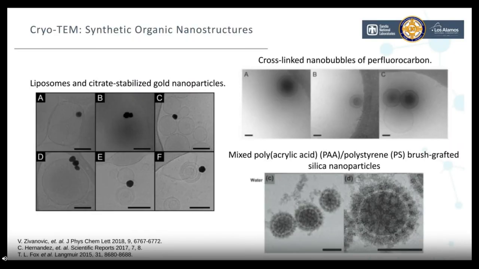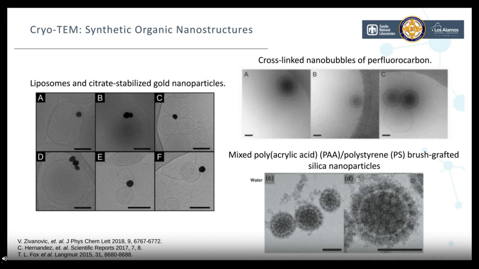Just a few examples of synthetic organic nanostructures from the literature and what they look like in cryo-EM. On the left there, we have liposomes with citrate stabilized gold nanoparticles, and you can see the gold nanoparticles have very good contrast, as we would expect. Looking at the liposome against the vitreous ice background, if we look at frame F, you can see we have good contrast. But as the structure overlaps with the carbon substrate, we lose that contrast. So really keeping these in the vitreous ice is our best chance of seeing the structure.